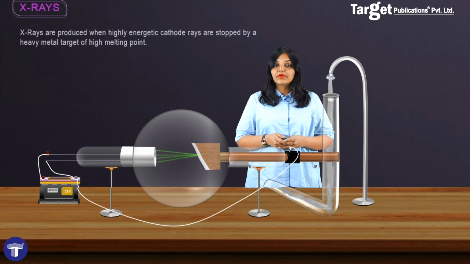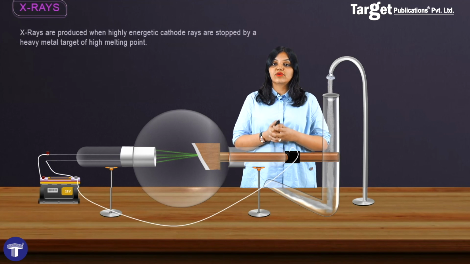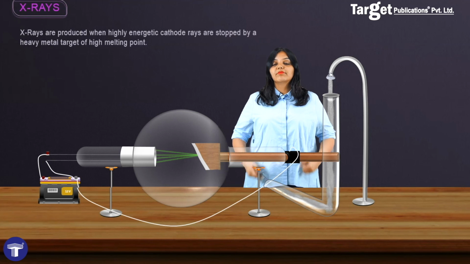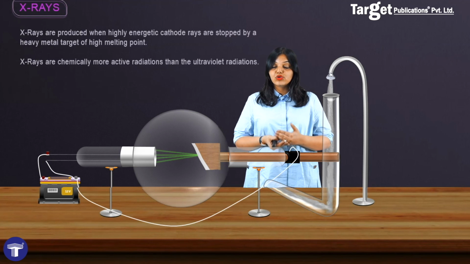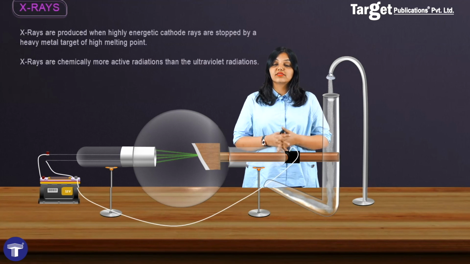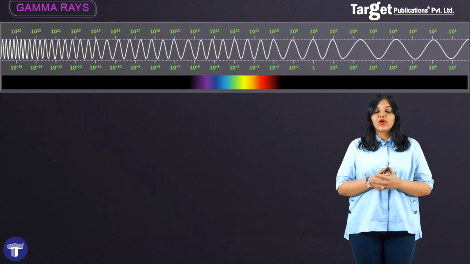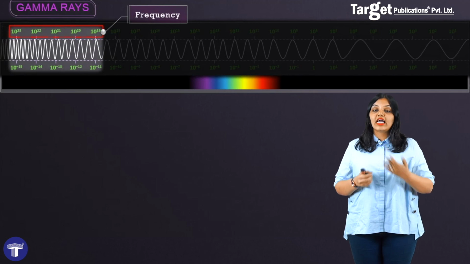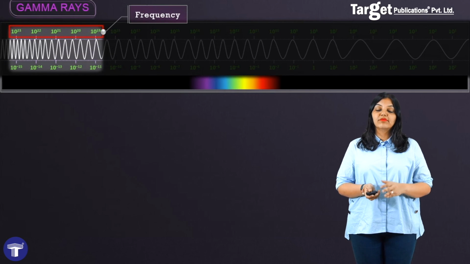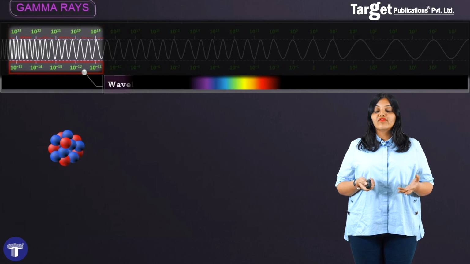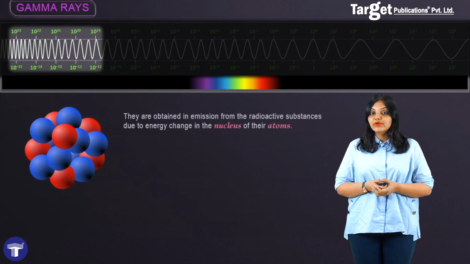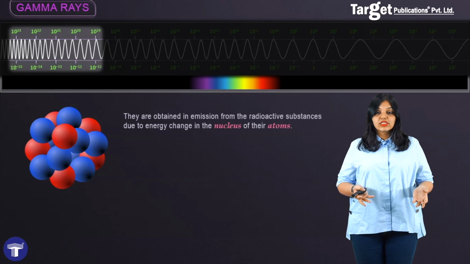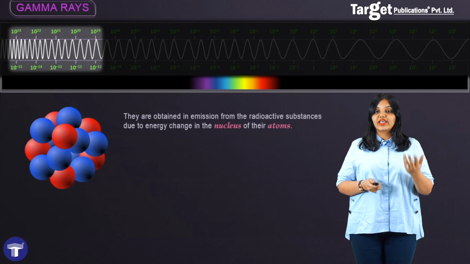X-rays are most commonly produced by using highly energetic cathode rays which are stopped by a metal target made of very high melting point. Because X-rays can cause damage to living tissue, exposure to X-rays must be limited. The final type of rays on the electromagnetic spectrum are the gamma rays. These rays have the highest frequency on the electromagnetic spectrum and the lowest wavelength. The order of the wavelength of gamma rays is of a nucleus. Gamma rays are mostly obtained in emission from radioactive substances due to energy changes in the nucleus of their atoms.